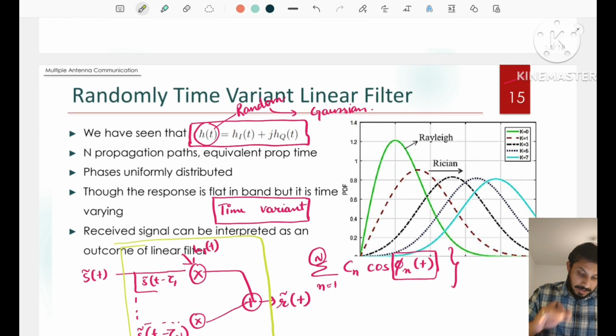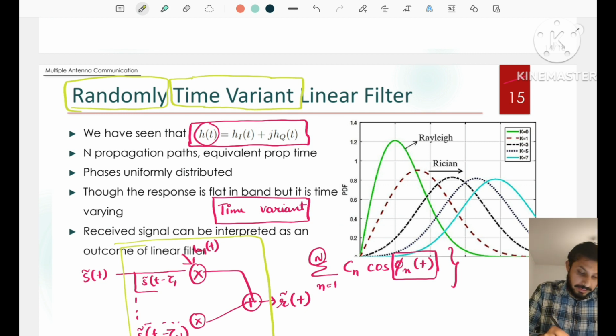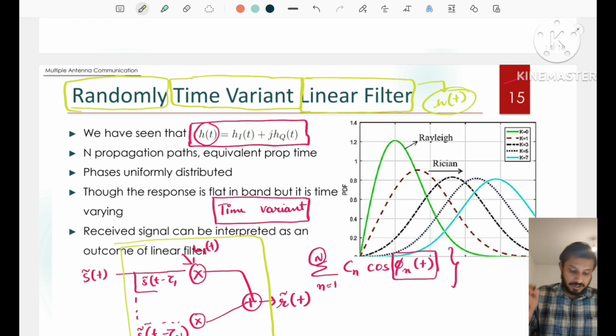As a result, the channel is random because h is random in nature, time variant because the response is flat in band but is time varying, and then we have a linear filter, as we can say r tilde of t is an outcome of a linear filter, and the coefficient of this channel is represented by h of t.